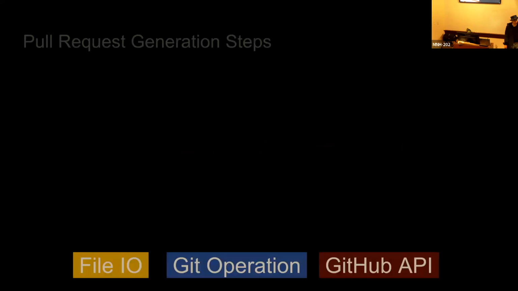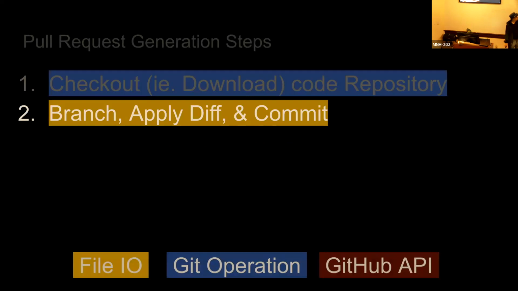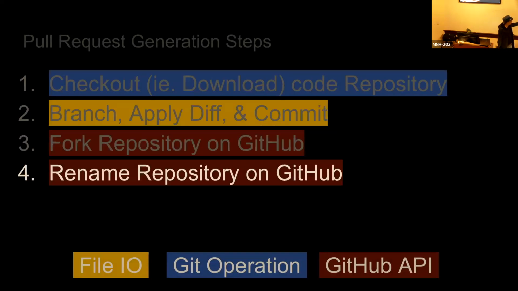Well, when you're trying to generate a pull request against the GitHub API, you've got three different things: file IO, Git operations, and GitHub API calls. You've got to check out the code, download the repository locally. You've got to apply the branch and commit the change. You've got to fork the repository on GitHub. You've got to rename the repository on GitHub. You might be like, why do I need to rename the repository on GitHub?